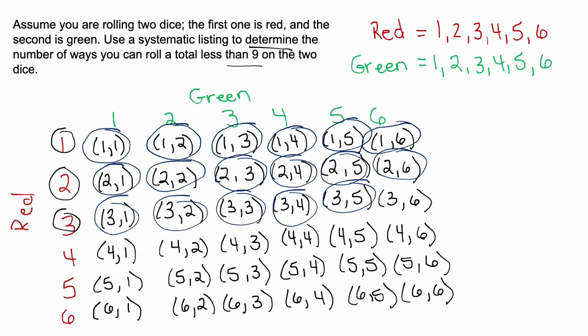So I want totals less than 9, so I'm not going to circle that one because it equals 9. It's not less than 9, so I'm not going to include that. I'll go on to my next one.